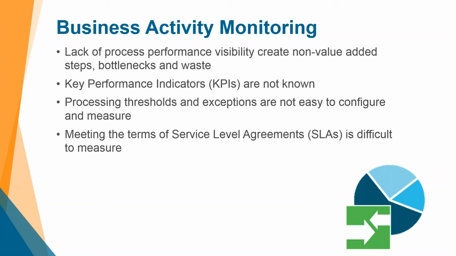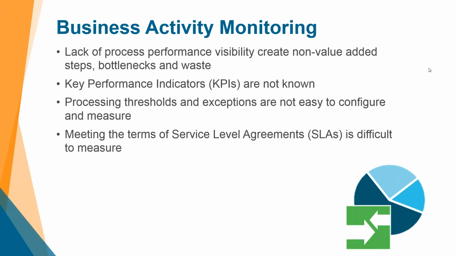So diving in, business activity monitoring, otherwise known as BAM. Like we said before, lack of process performance visibility creates non-value added steps, bottlenecks, and waste. If you don't see what you're doing and you can't see the processes behind them, you'll have shortcomings that come through. Different businesses will have different KPIs, and some people just don't know what their KPIs necessarily are. It's nice to see in what areas you're excelling, and if you know what you're doing well at, that means you can also refocus your attention on what you're not doing so well at.